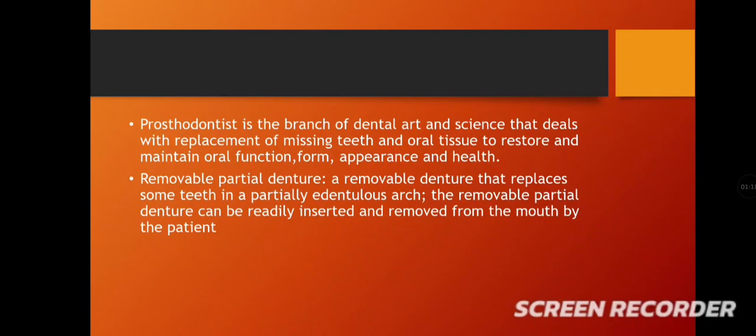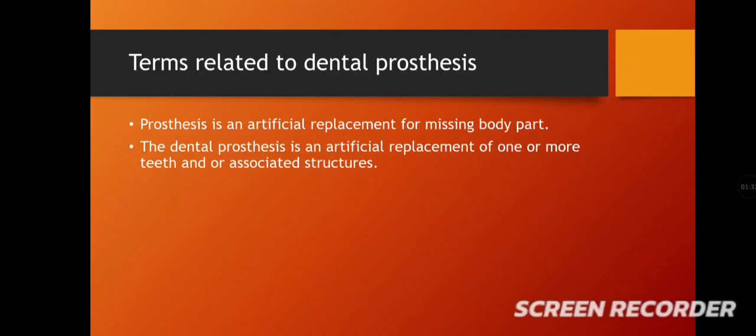Next, what is removable partial denture? Removable partial denture replaces some teeth in a partially dentulous area, or you can say that it is readily inserted and removed from the mouth by the patient. So that defines the removable partial denture.